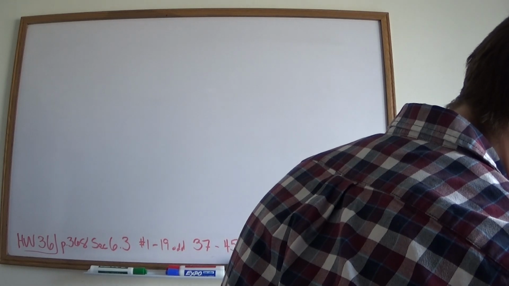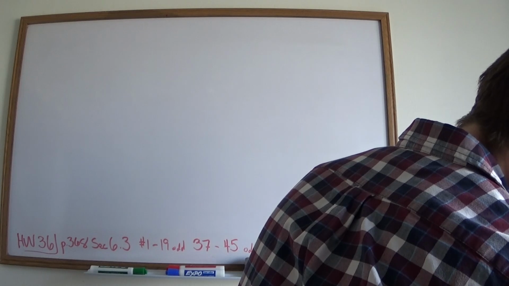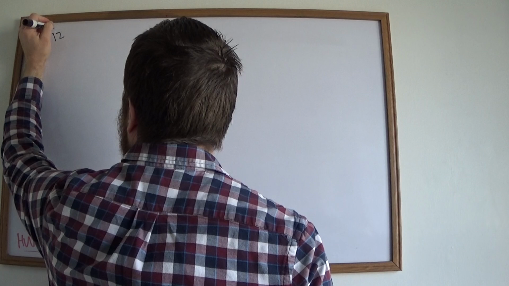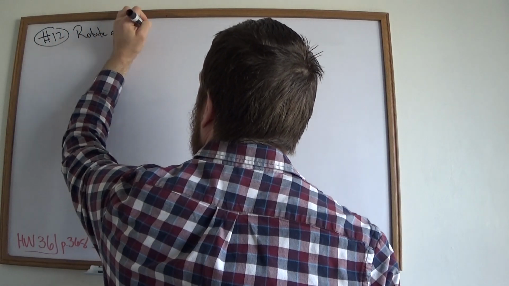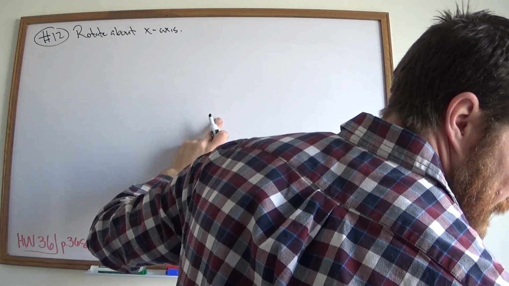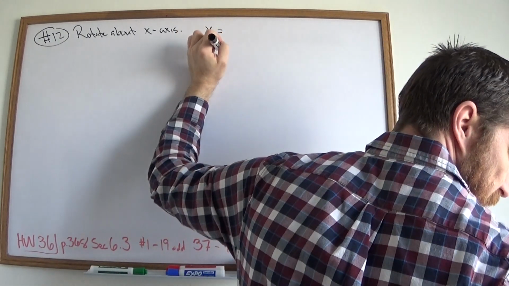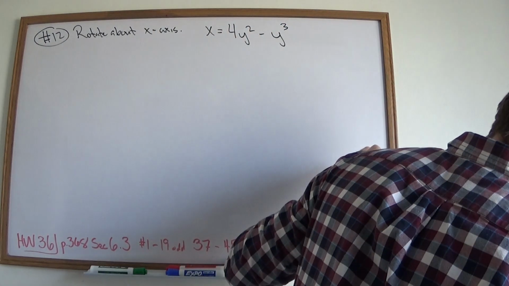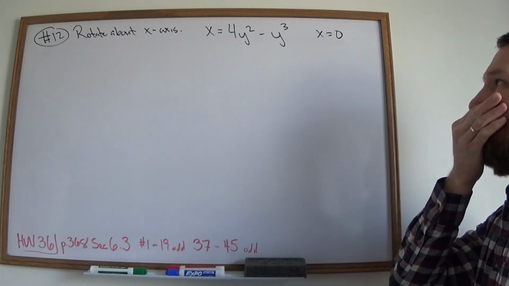Use cylindrical shells to find the volume of the region rotated about the x-axis. So here's number 12. Rotate about the x-axis. And it gives you the region is defined by x equals 4y squared minus y cubed and x equals 0. So it's the region bounded by this.